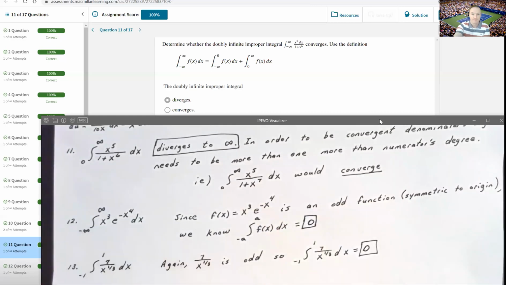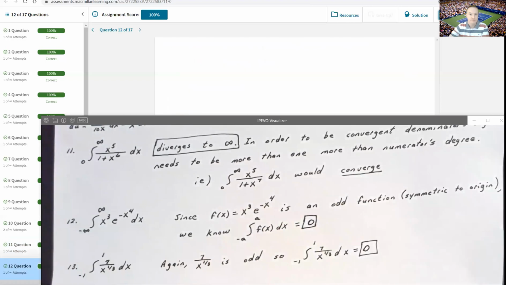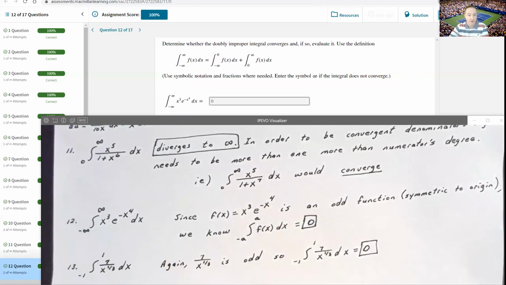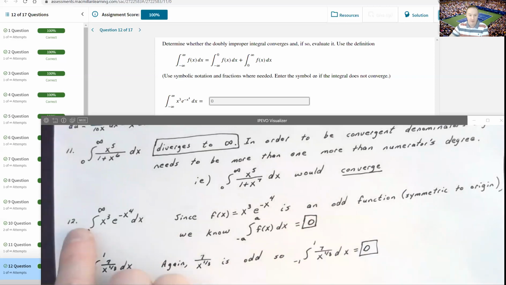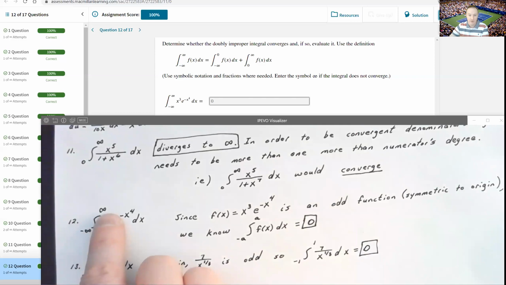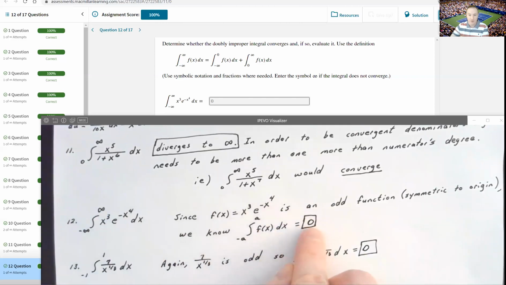For number 12, we have the integral from negative infinity to infinity of x cubed e to the negative x to the 4th. Now, what I did, I just thought about this function. You have an odd function times an even function. Anytime you have an odd function times an even function, you get an odd function. So if you think about the graph of this, it's going to be symmetric with respect to the origin. So as soon as I knew that, I just said, well, if I'm integrating from the exact same number to the exact same number, those are going to cancel each other out and total 0.